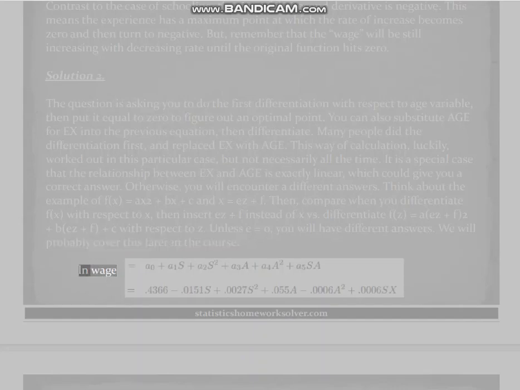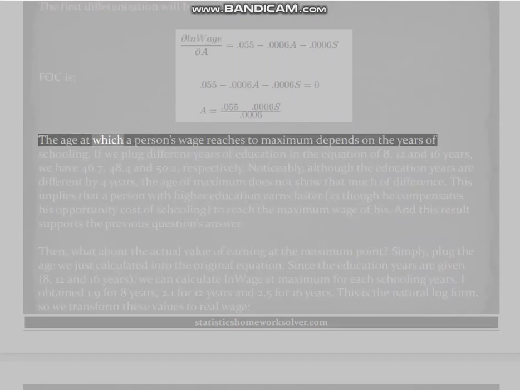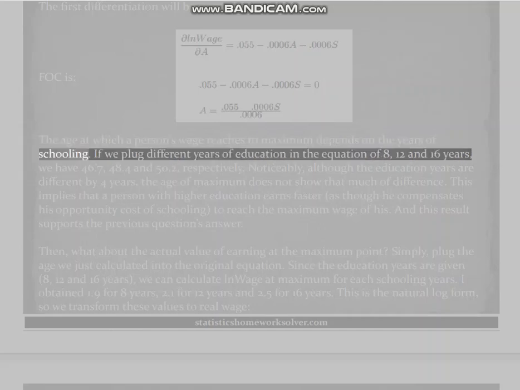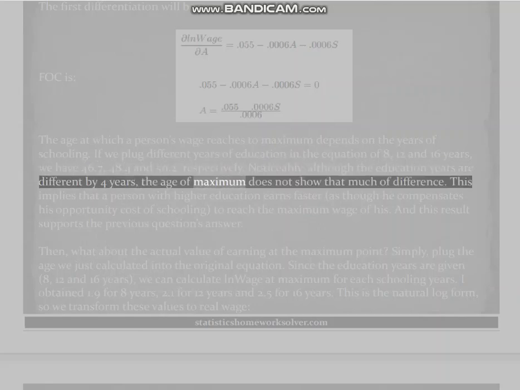ln wage. The first differentiation, the FOC, is set to zero. The age at which a person's wage reaches maximum depends on the years of schooling. If we plug different years of education in the equation, 8, 12, and 16 years, we have 46.7, 48.4, and 50.2, respectively. Noticeably, although the education years differ by 4 years, the age of maximum does not show that much difference.